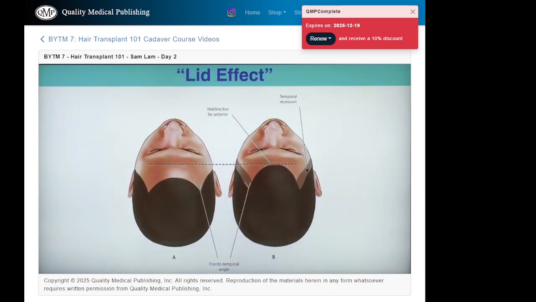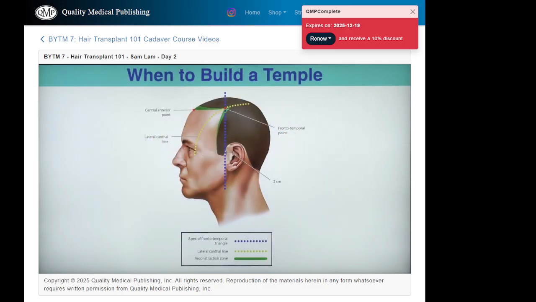And what you're doing is you're trying to avoid the lid effect, which means just this huge transplant in the front of the temple sitting way in the back. When do you build the temple? We discussed this, to reiterate the point. Remember when we did hairlines, you're having a lateral canthal line go up this way. You're going to take the back of the sideburn and go up. That's going to be your most aggressive point, defining a Norwood 2, right?